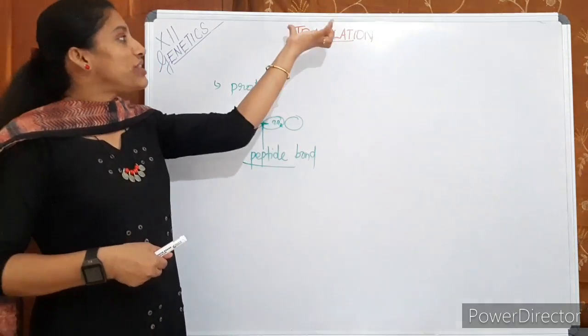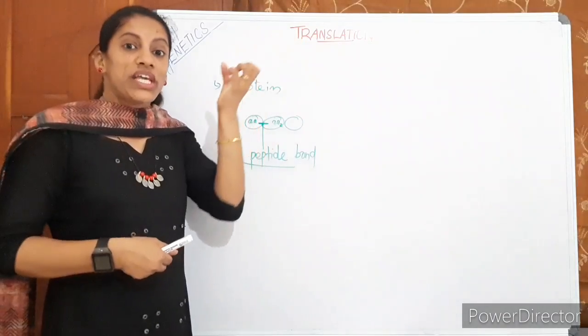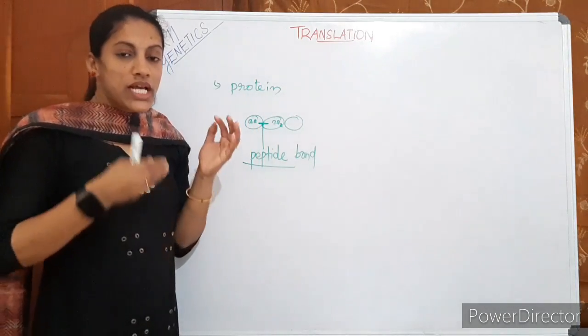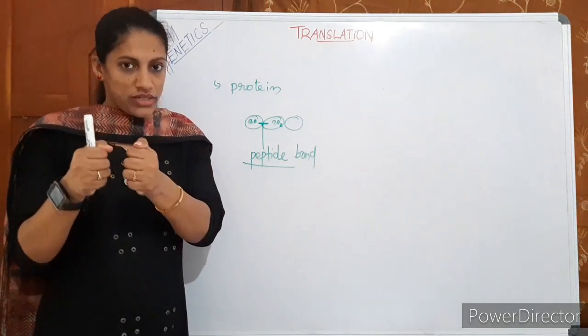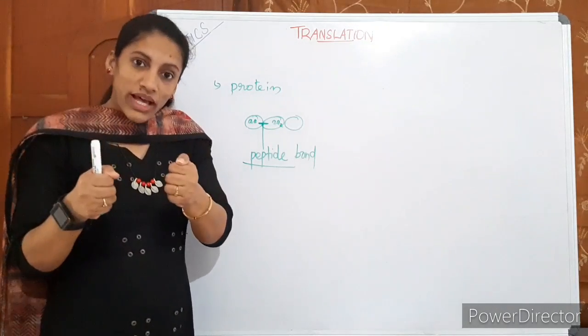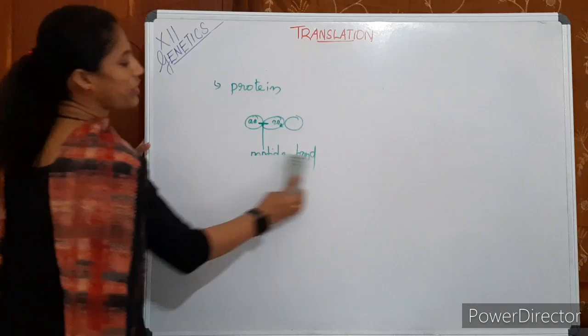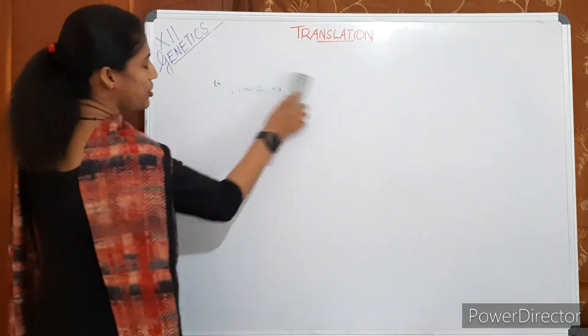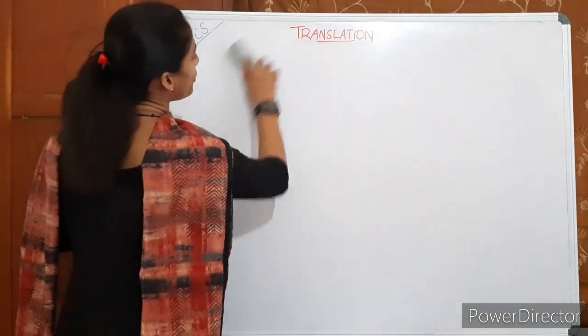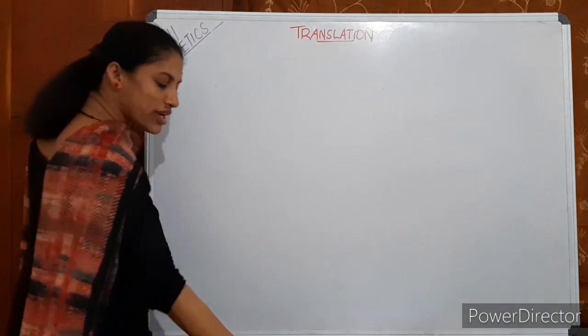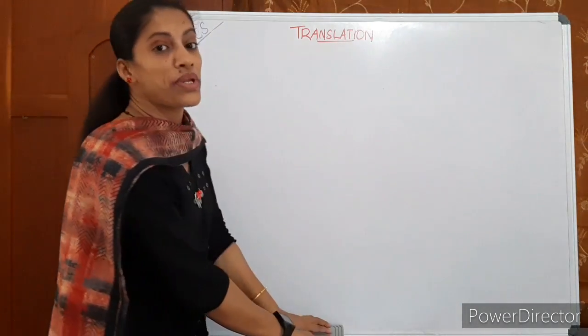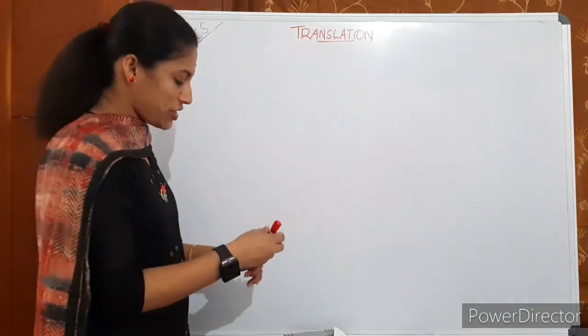Okay, so for the translation, when the tRNAs bring amino acids, these amino acids should be joined, is it not? So for that, energy is required. How is that done? Okay, that is the first phase you are going to learn. First phase of translation. It's not actually the translation process. It's a preliminary step for translation.